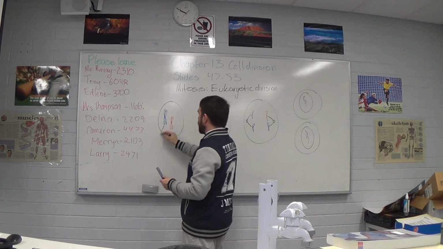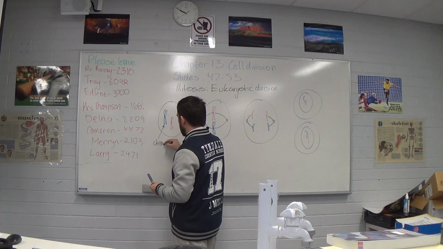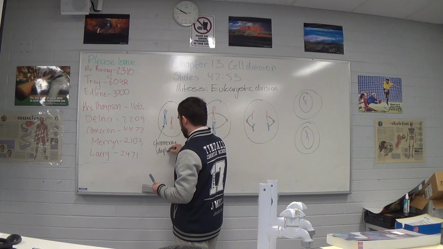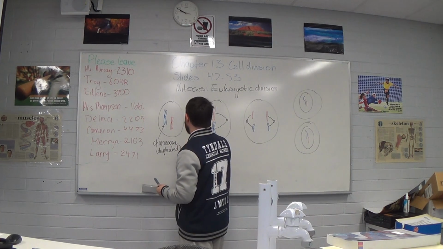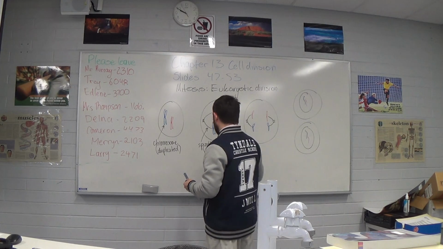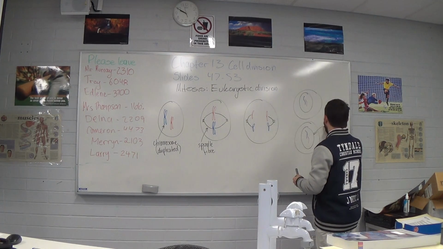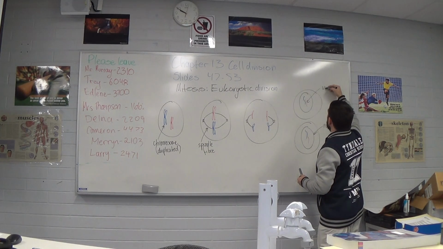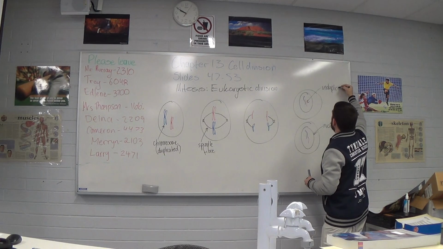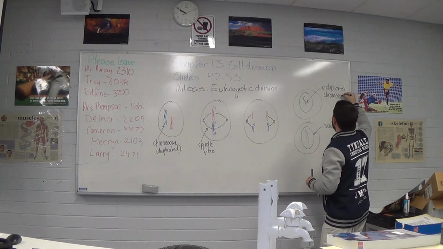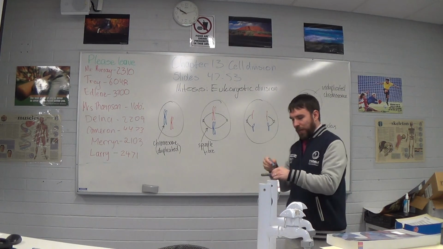We'll get our labels happening now. So here we have our chromosome, and it's duplicated. Here we have our spindle fiber. And then over here we have a nucleus, and we might as well, just for the sake of it, draw our line here to our unduplicated chromosome.